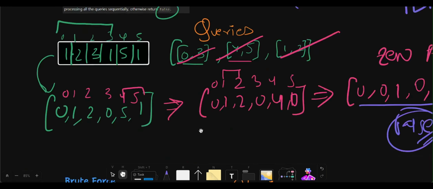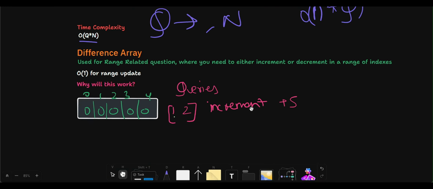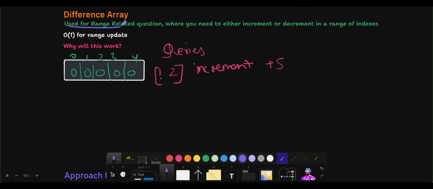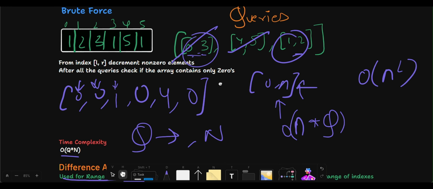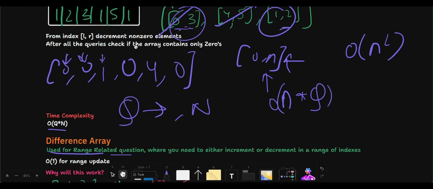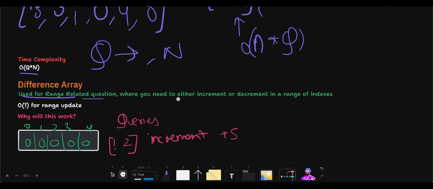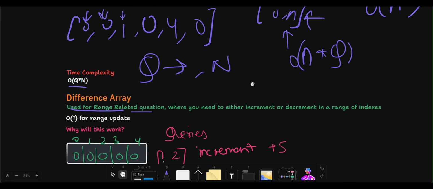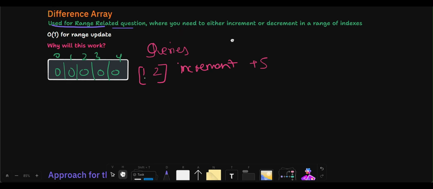So for this, we have to think of a different approach, and that is difference array. Difference array is used for range related questions. This is a range related question. As you can see, we have been given a range 0 to 3, where you need to either increment or decrement in a range. So in this particular example, we were decrementing by -1. So this is a perfect example for the difference array approach.